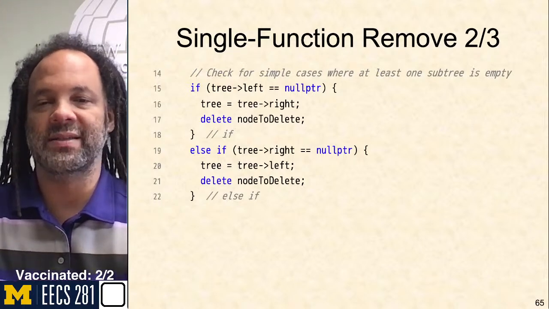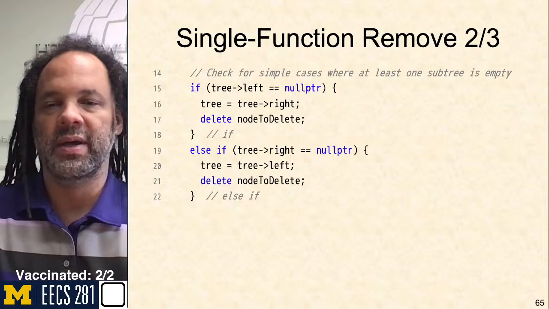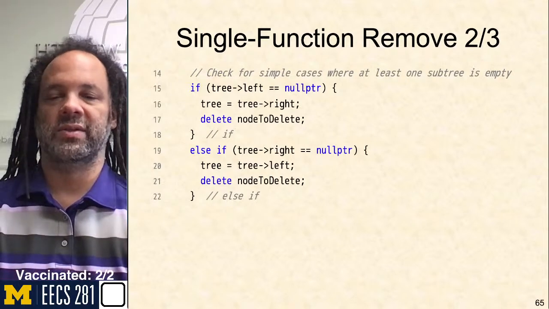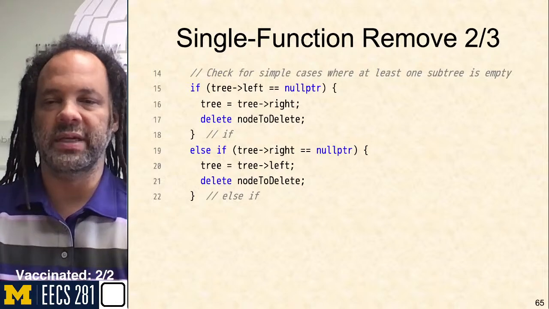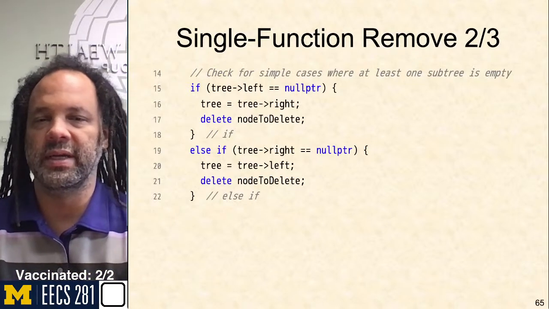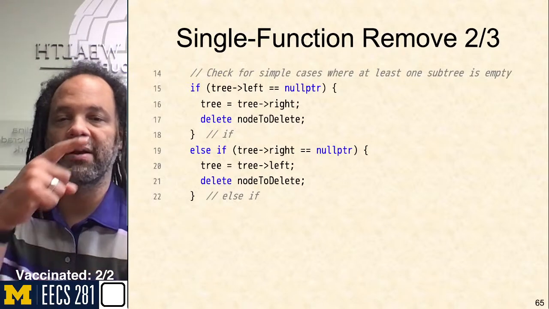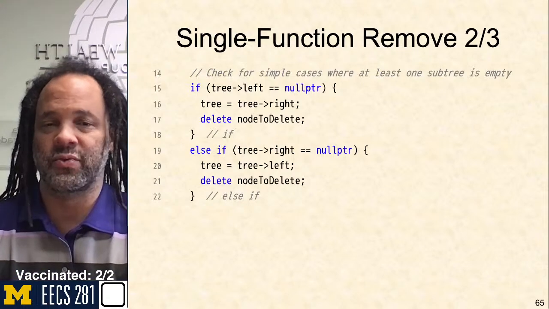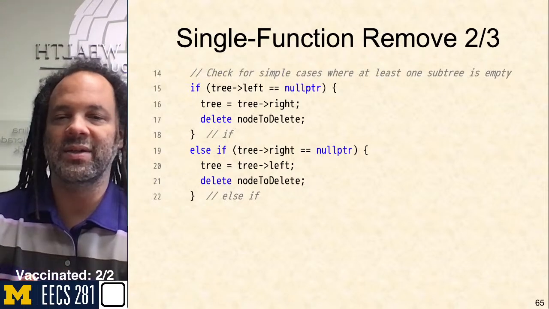In 15 it says if tree left is null pointer. In 19 it says if tree right is null pointer. This allows us to do our one child delete. You say, well, what happened to the 0 child delete? Turns out that the one child delete here in 15 also picks that up. Because if tree left is null pointer and tree right is null pointer, we still do the same thing.